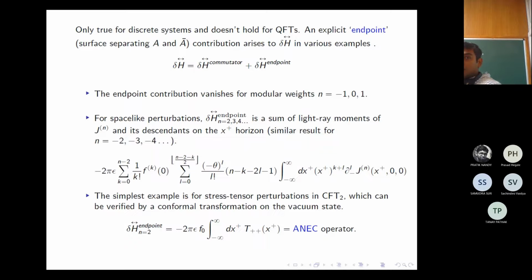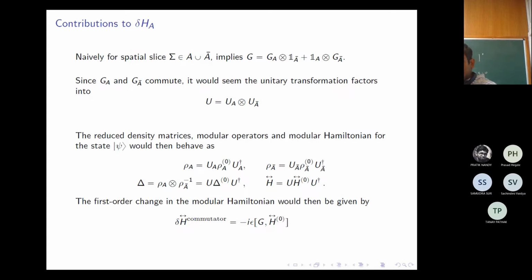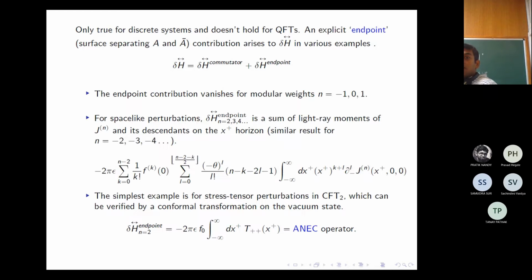So this is what we will call an endpoint contribution, which is an addition to this commutator contribution, which seems to be the meaningful result for an excited state to first order. And the result is the following. We'll see that if you perturb the state by some operator which has modular weight n equal to -1, 0, or +1, there is actually no such endpoint contribution. It is just the commutator piece.